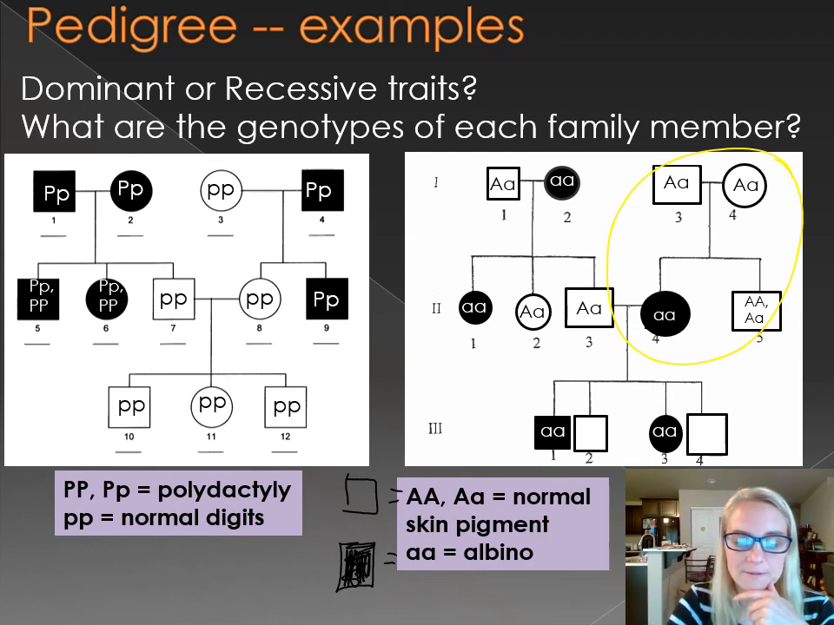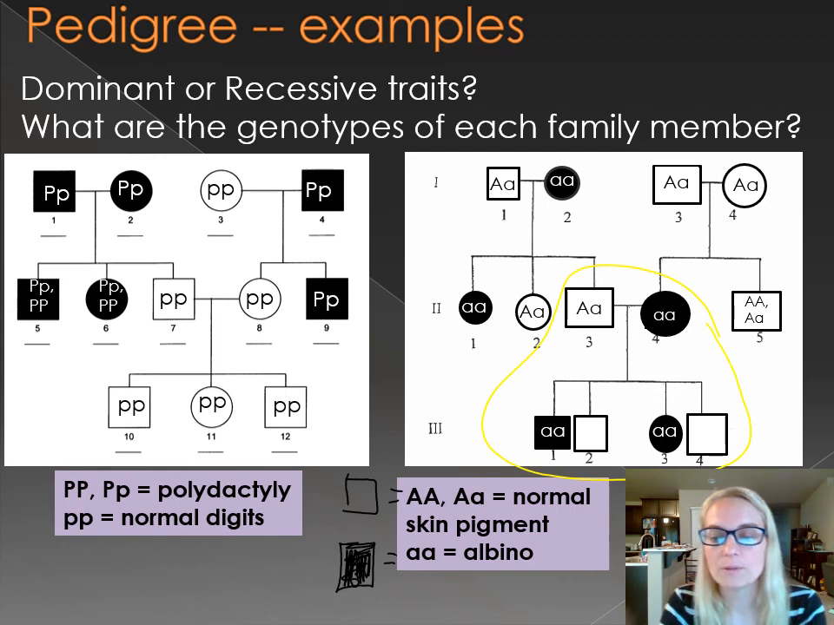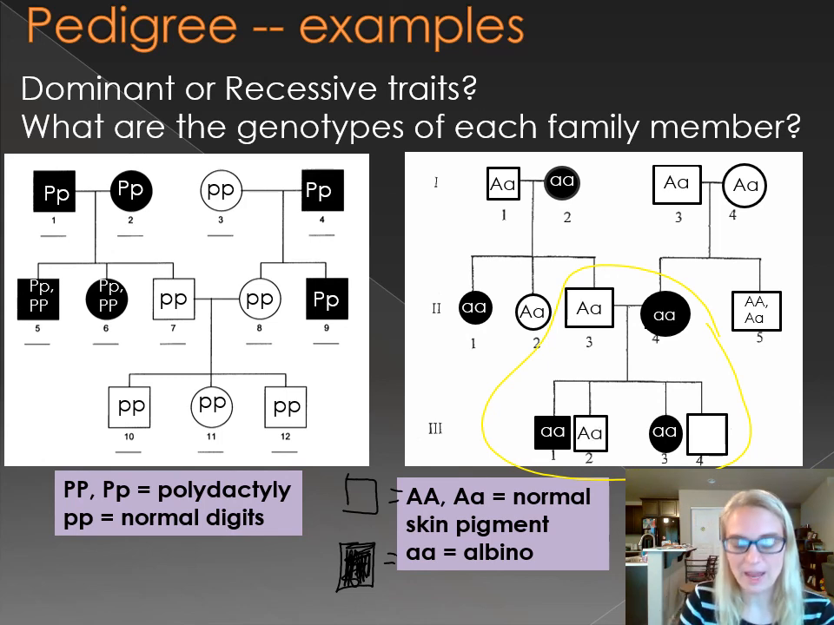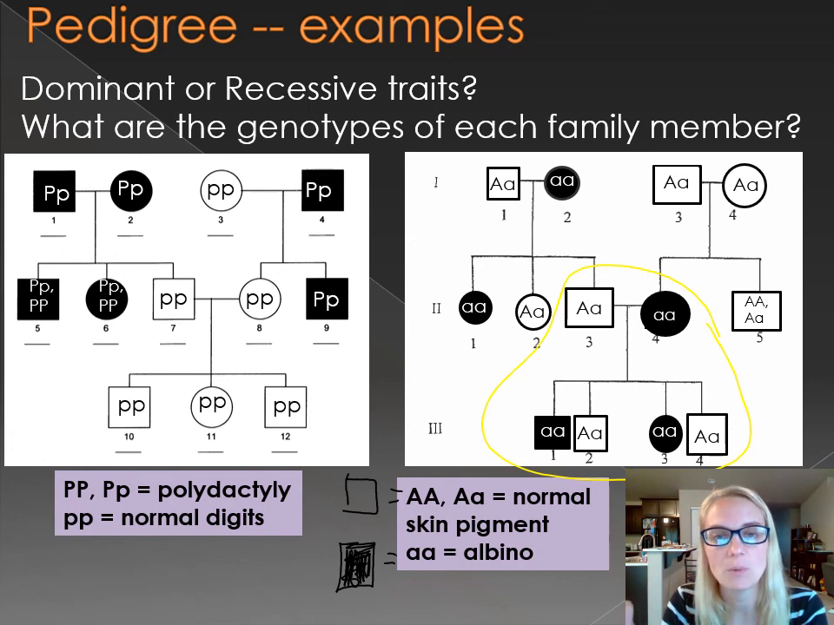Now in the grandkid generation here, in this family, we've already determined the parents. We have a heterozygous dad and a homozygous recessive albino mom. They have a couple albino children. What are going to be the genotypes of individuals 2 and 4 in that third generation? Well, they have to be heterozygous. There's no way they can be homozygous dominant, because mom was only able to donate the recessive alleles.